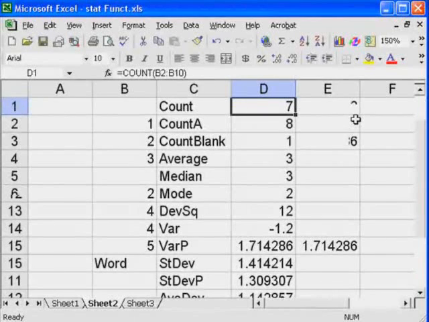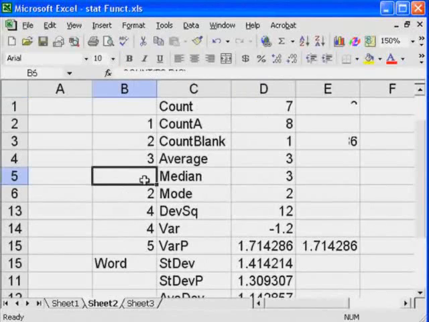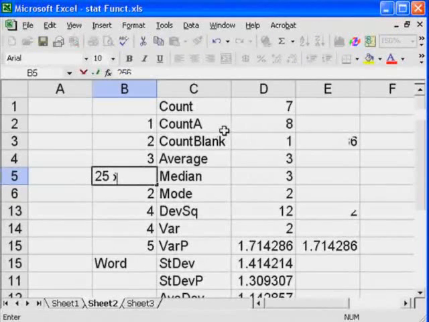Now what happens if I enter another number? Let's go here to this blank cell, and let's put in a ridiculous number. Let's put in 256. Now what should this do to my average? Well, the average should go way up. The skew should go way up. Let's find out what happens.